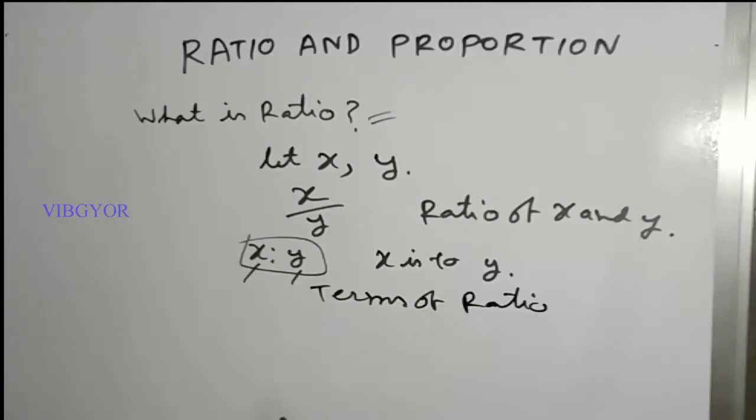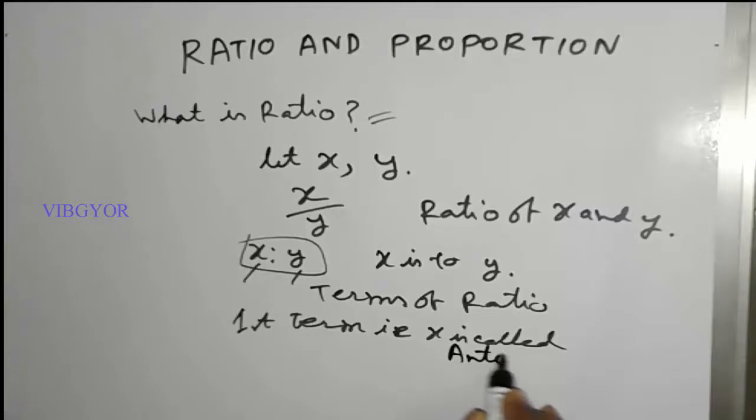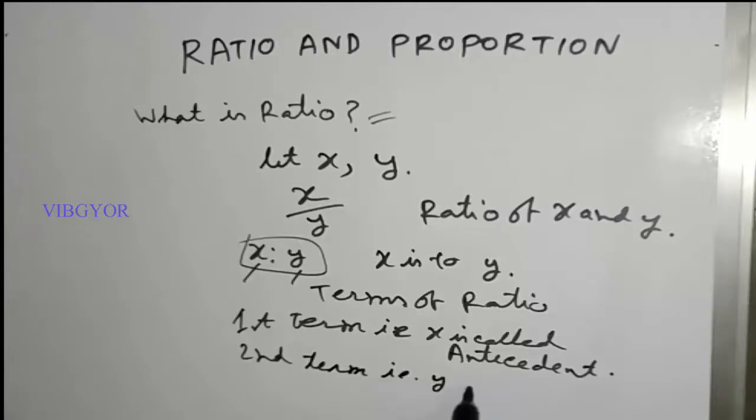But their specialized names are antecedent and consequent. The first term, that is x, is called antecedent, and the second term, that is y, is called consequent.